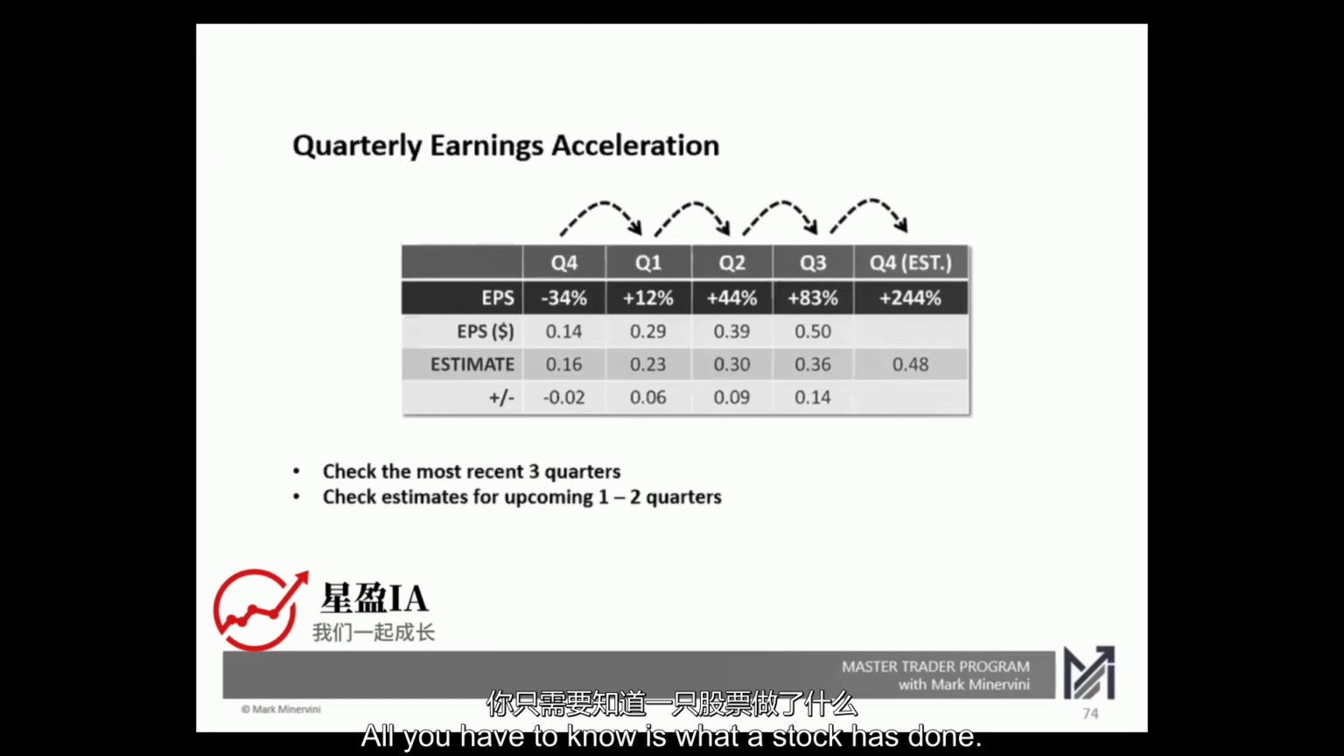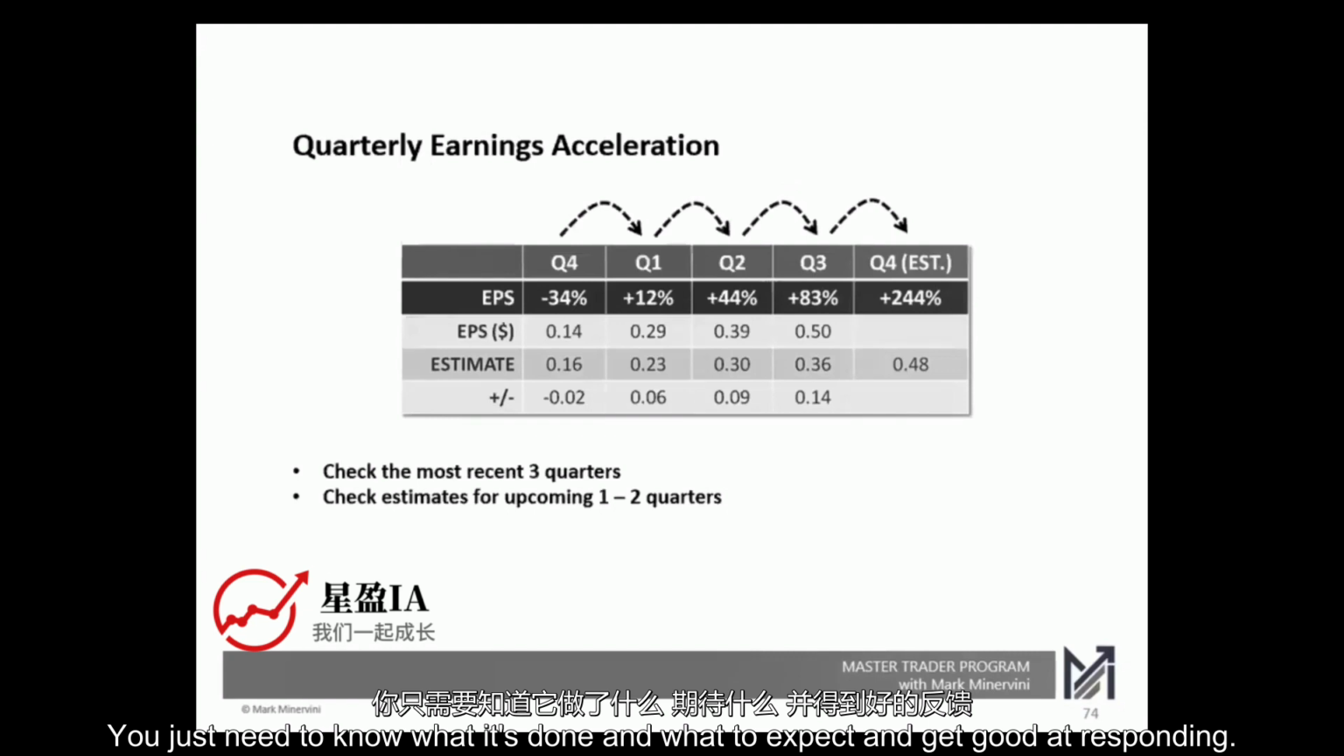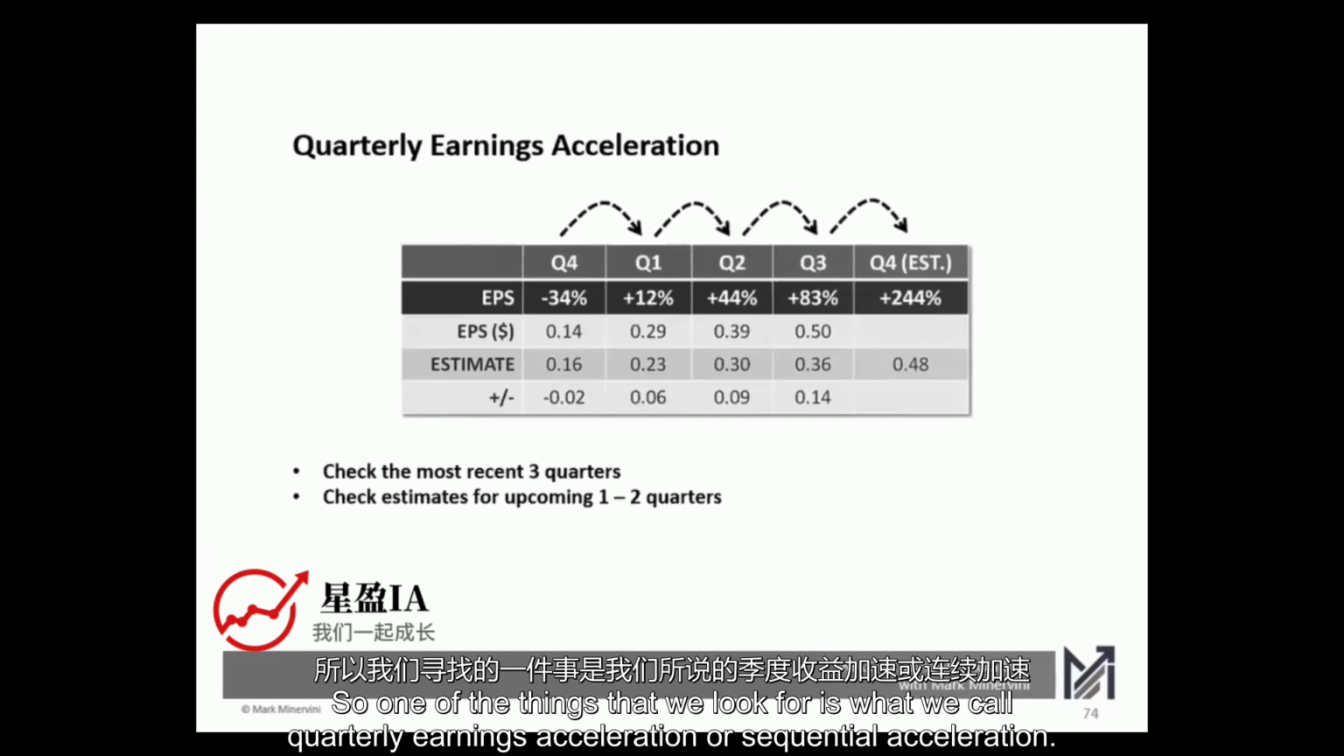All you have to know is what a stock has done. You don't need to know where it's going or what it's going to do. You just need to know what it's done and what to expect and get good at responding. So one of the things that we look for is what we call quarterly earnings acceleration, or sequential acceleration.